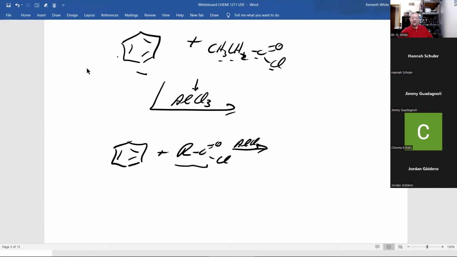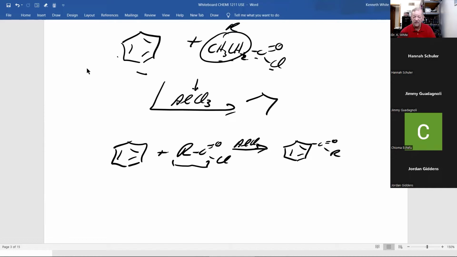And you put the acyl group on the benzene ring, which is why it's called acylation. So what's my R? 2 carbons. So I have my benzene ring, carbonyl, my R group, 2 carbons. And that's how you do it.